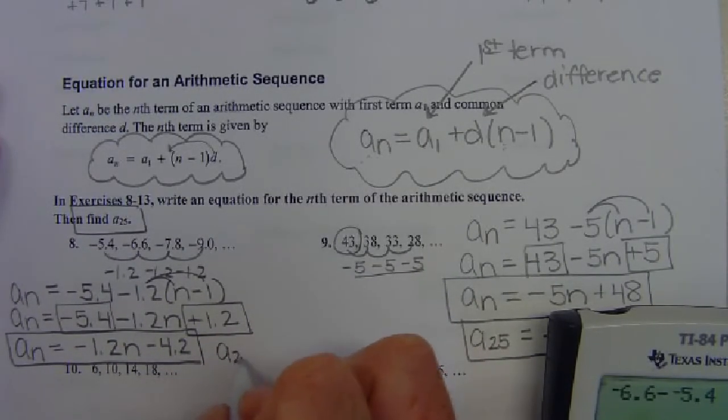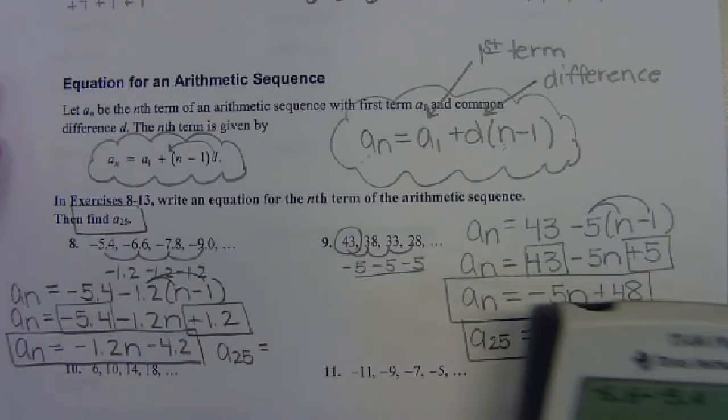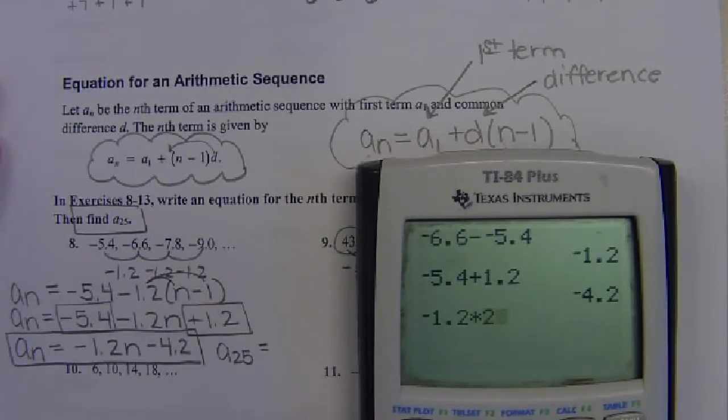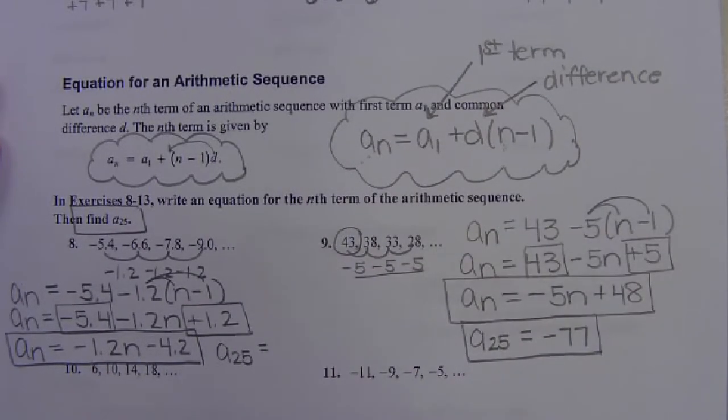Once I do that, I need to then find my 25th term. So I go negative 1.2 times 25 minus 4.2, and I get negative 34.2.